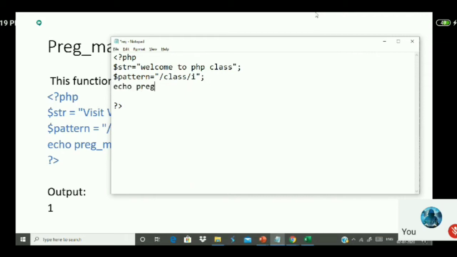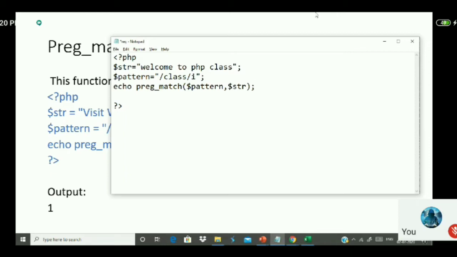So the function here is called preg_match. What is the use of P? P is called pattern here. REG is called regular expression, match, whether there is a match. So the first parameter, you should always give the pattern here. Pattern. The next parameter, you have to give str.